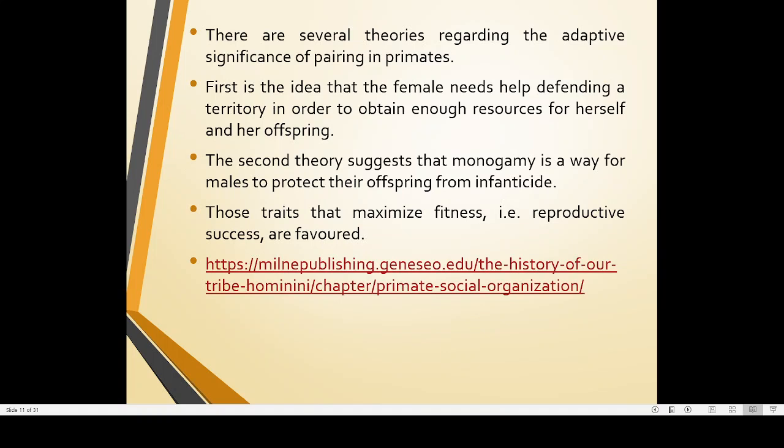And there are several theories regarding the adaptive significance of pairing. Why are one male and one female living together? One theory suggests that the female needs more resources to protect her offspring. So that is one reason why one male and one female stay together. Then another is from the side of the male. That theory suggests that when one male and one female are staying together, the male has a better chance that his sperm, or his own individuals, will survive.